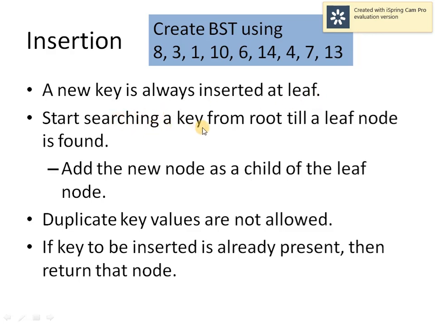We have to start searching for a key from the root till a leaf node is found, and then add the new node as a child of the leaf node. If a node value is greater than the new value to be inserted, then the new node will form the left child of the node. On the other hand, if the new value to be inserted is greater than the leaf node, then it will be inserted as the right child. We are assuming that duplicate key values are not allowed. So if a duplicate value is given as input during the insertion operation in a binary search tree, we simply display a message.